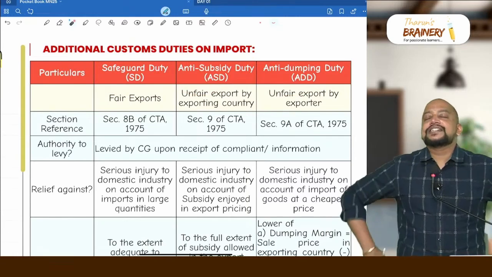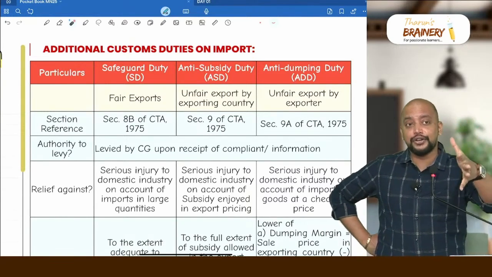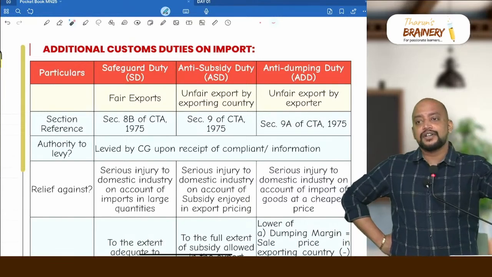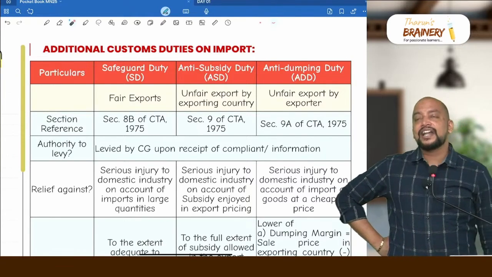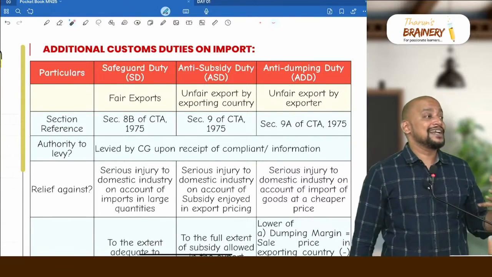Safeguard duty in case of fair exports. Fair exports means what happened, and we had one protective duty that is now omitted. They have removed that protective duty completely, and we have only 3 additional customs duties. Safeguard duty applies when the goods are imported in large quantities.